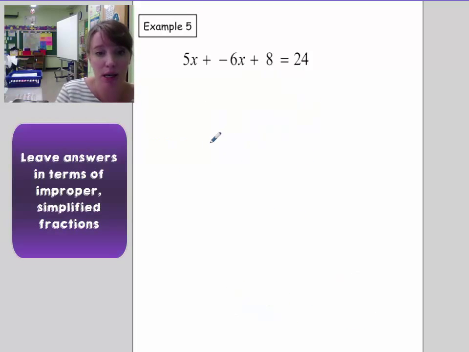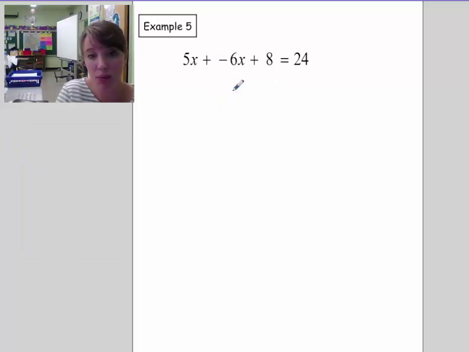Okay, our next example is an example where you have to simplify. This is the first time we've seen in this video where you have to simplify a side before you move on. So instead of subtracting 8 first, there are like terms that I can combine on the left-hand side here. So these two are like terms. I'm going to go ahead and combine them. Okay. Now there's nothing else to simplify on either side.